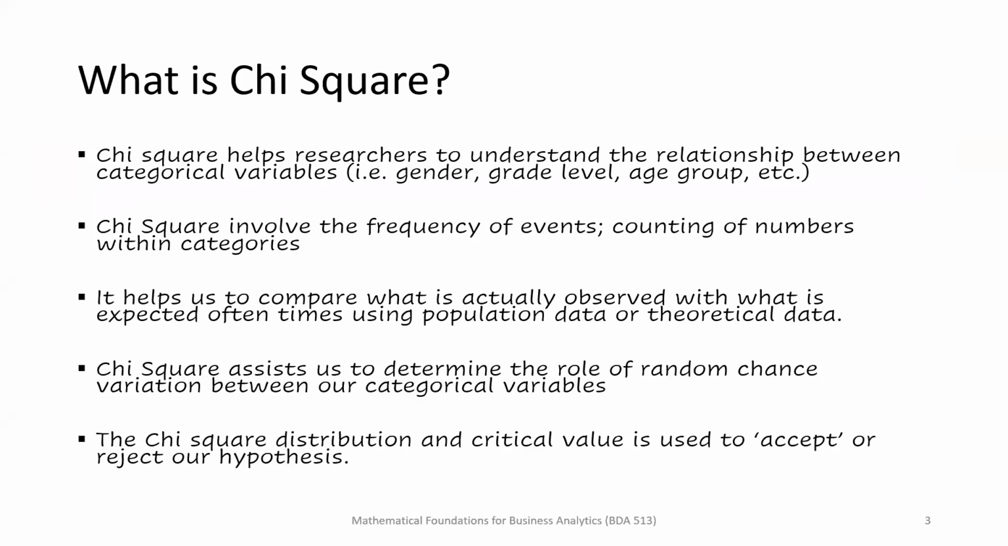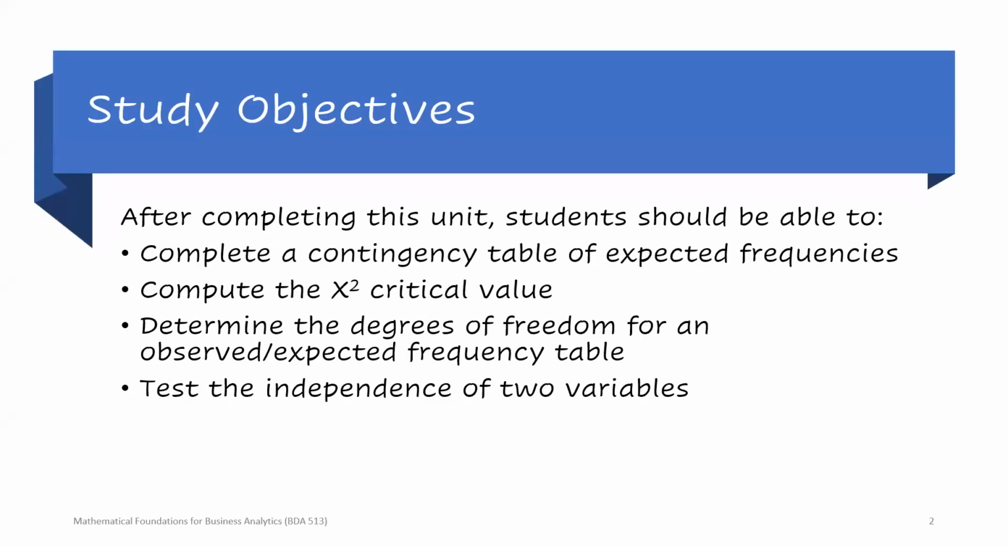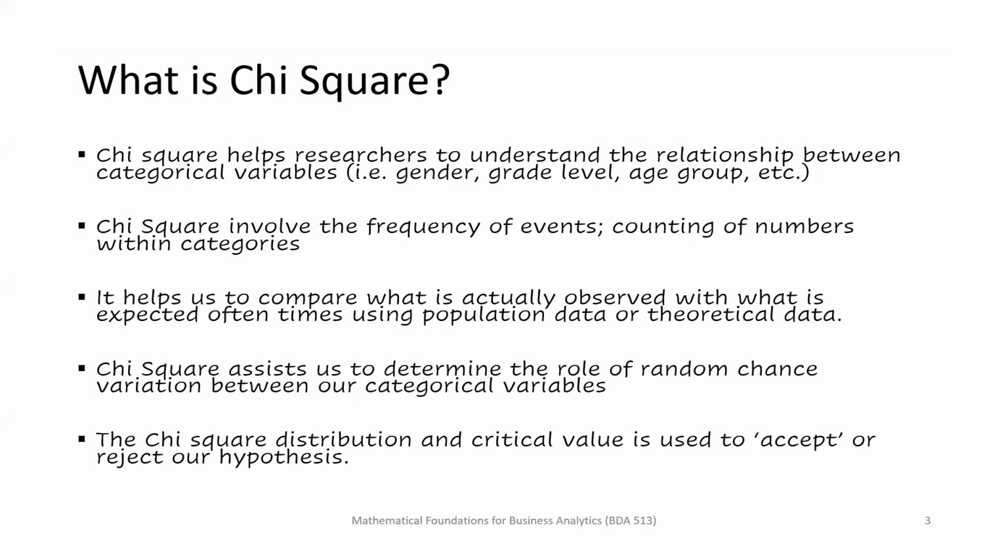So taking off from the last objective, if you have two variables, especially when they are categorical variables, and you want to check whether there's some relationship between them, one of the ways to do that is to use chi-square. So chi-square helps researchers to understand relationship between categorical variables. I don't need to go over categorical variables; I'm sure you know what it is by now.